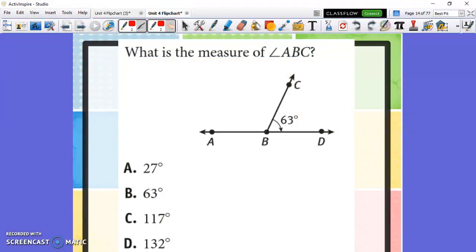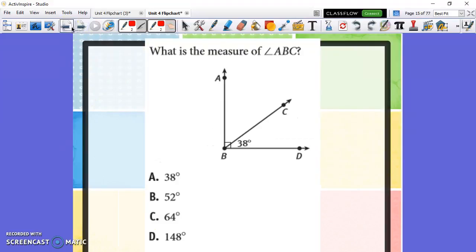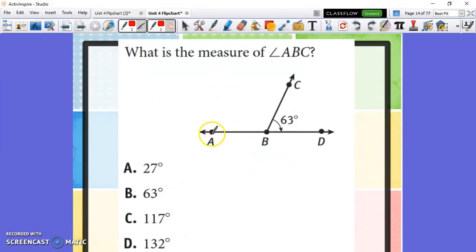All right, so we're going to do two more examples. With this being a straight line, it's going to be 180, and this is a supplementary angle pair. So we're going to write our equation: 63 plus some number is going to give us 180. So of course we subtract 63, and it is going to give us 117 degrees.